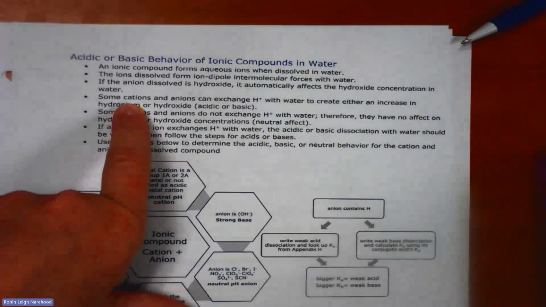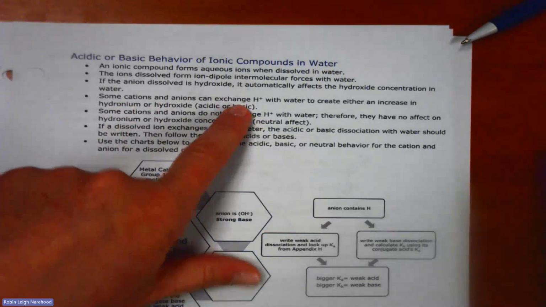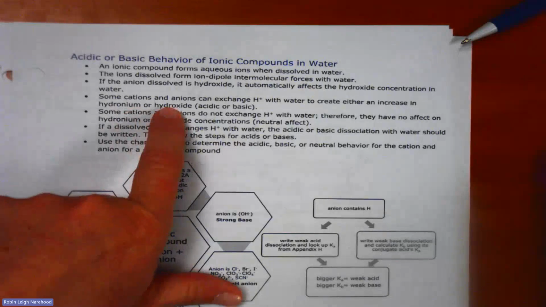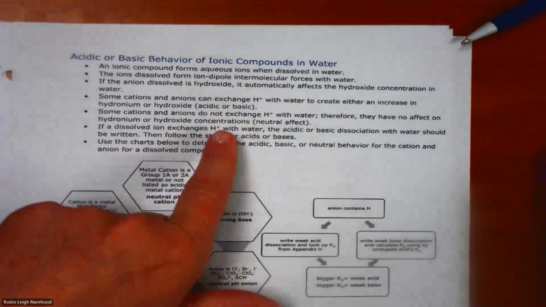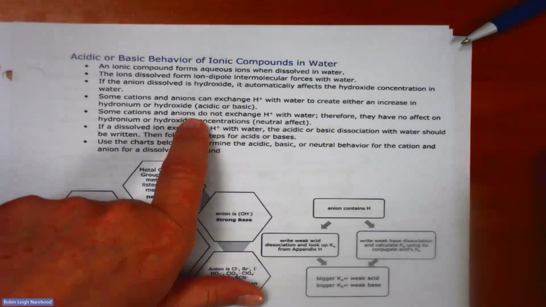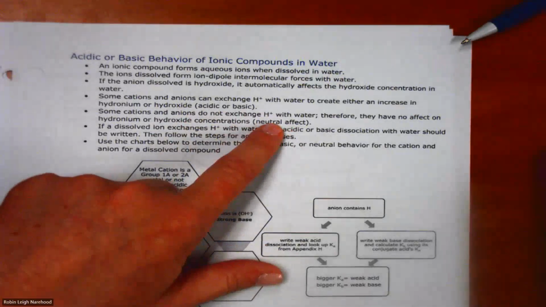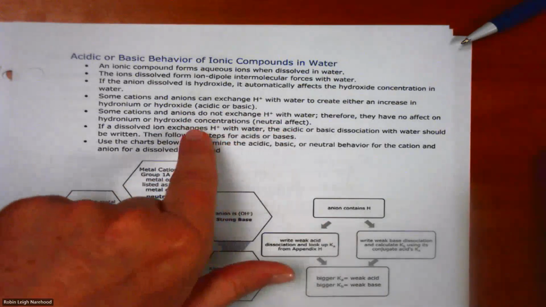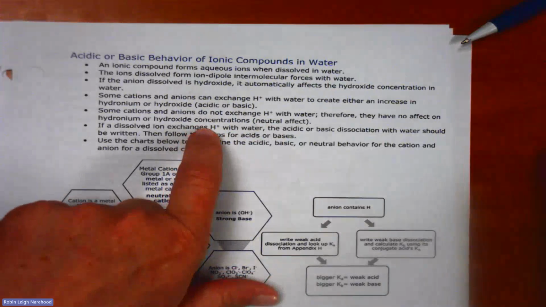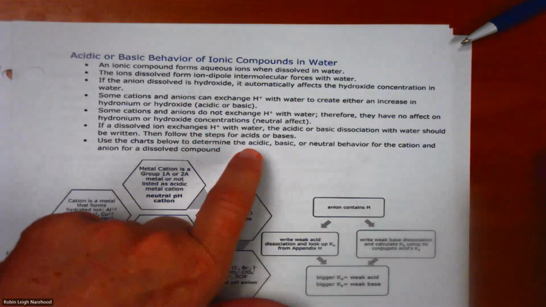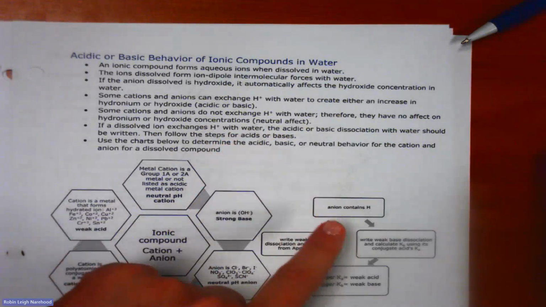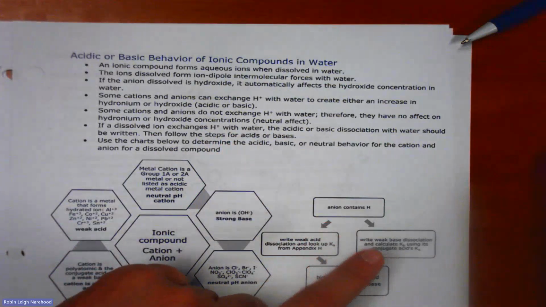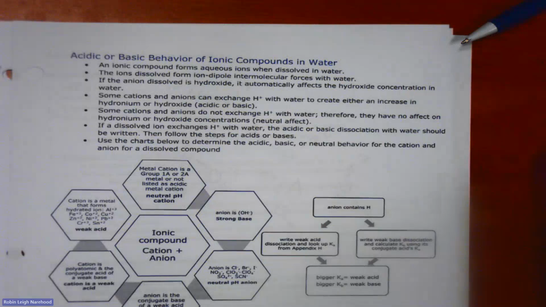So some cations and anions can exchange hydrogen with water to create either an increase in hydronium or hydroxide. So that makes it either acidic or basic. Some of them do not exchange, so there is no effect. If the ion exchanges hydrogen, then we have to write it as an acid or a base separately. And so the way that we write things that are acidic or basic is a separate thing.